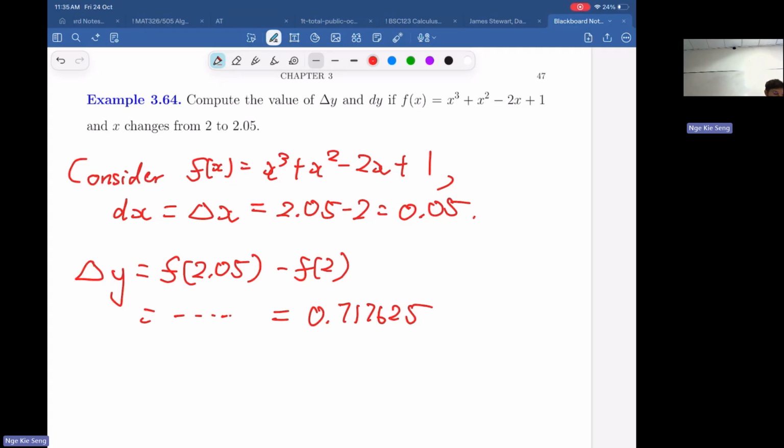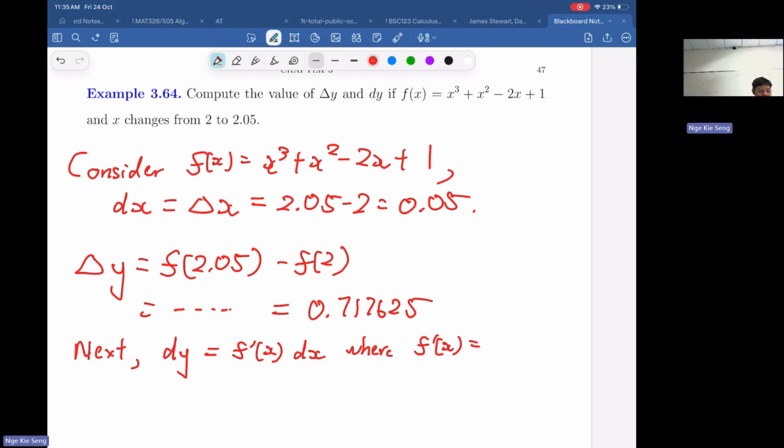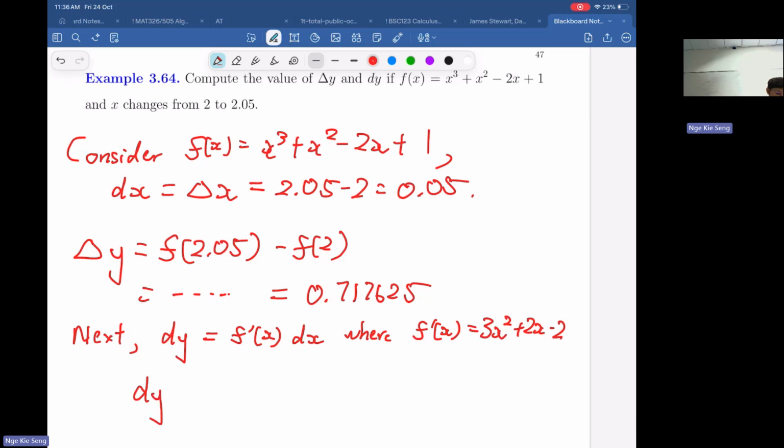But how about getting dy? Remember that our dy is coming from the tangent line. So dy equals f prime x dx. You need to get your f prime x first. f prime x in this case is very simple because you are differentiating a polynomial. So just get 3x squared plus 2x minus 2.